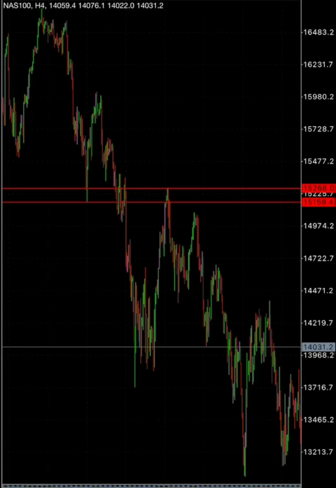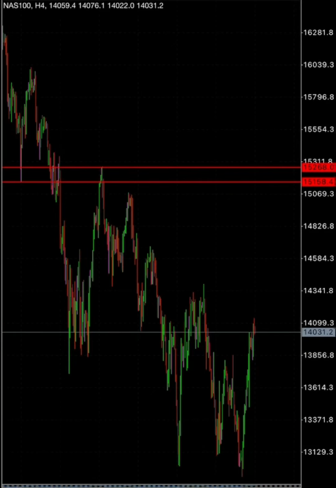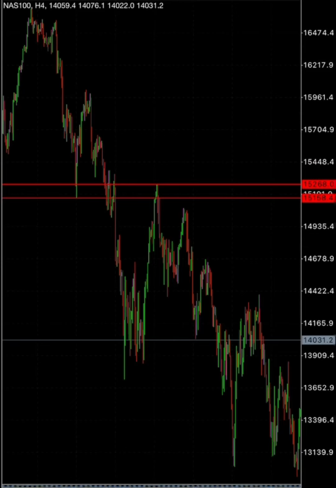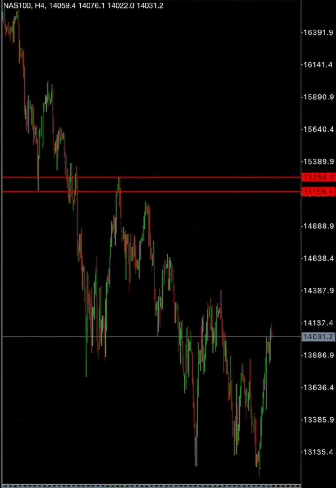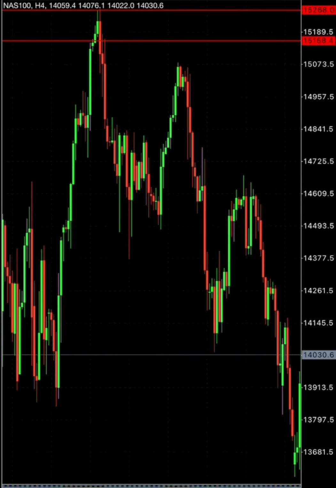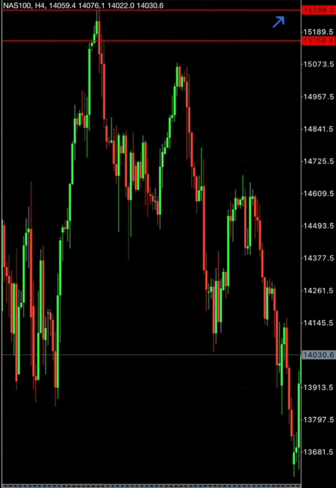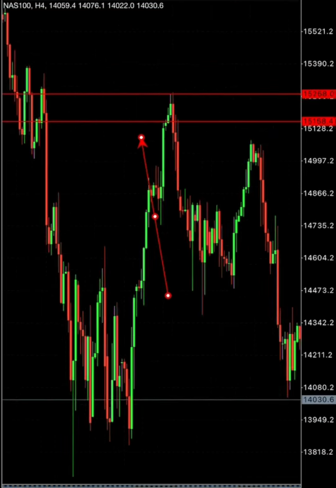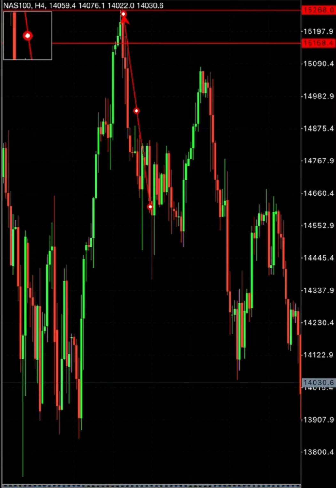The next thing I look for, since I'm looking at a resistance level, I'll be going short on NAS100. So the next thing I'll look for is an M formation, or as we sometimes call it, a double top. Now this is a double top. This is a double top. 1, 2.